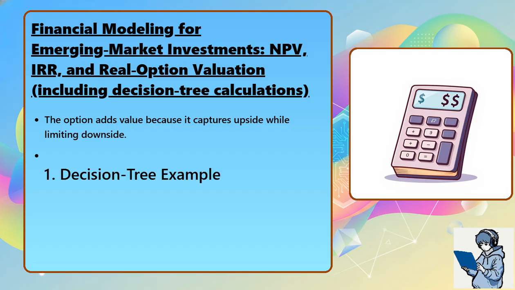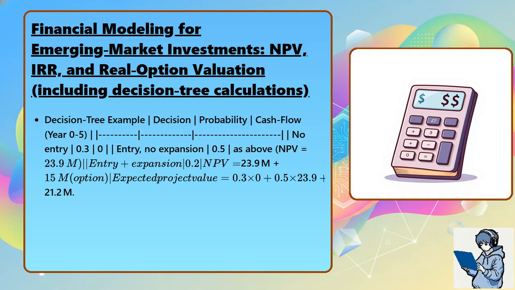3. Decision tree example. Decision table. No entry: probability 3/10, cash flow 0. Entry, no expansion: probability 5/10, NPV 23.9 million. Entry plus expansion: probability 2/10, NPV 38.9 million. Expected project value equals 0.3 times 0 plus 0.5 times 23.9 plus 0.2 times 38.9, equals $21.2 million.